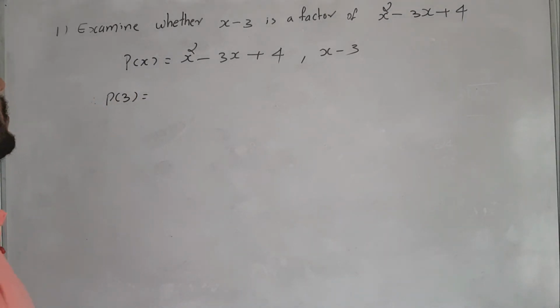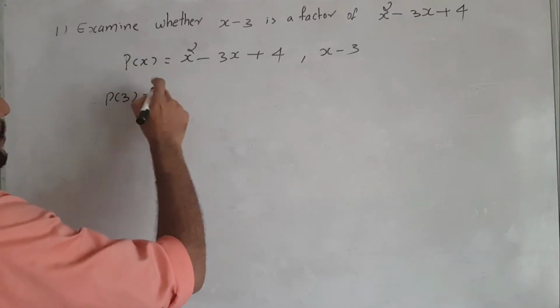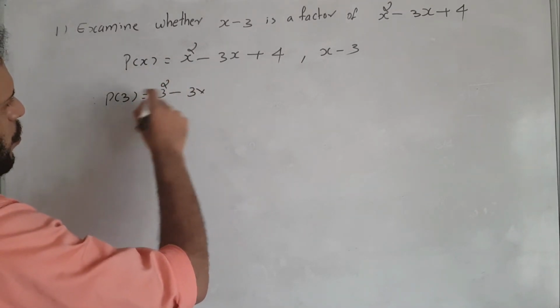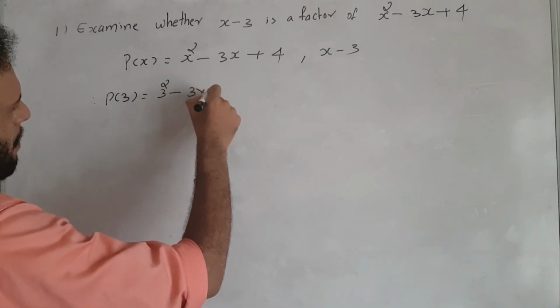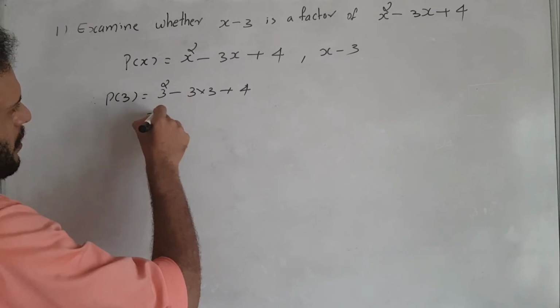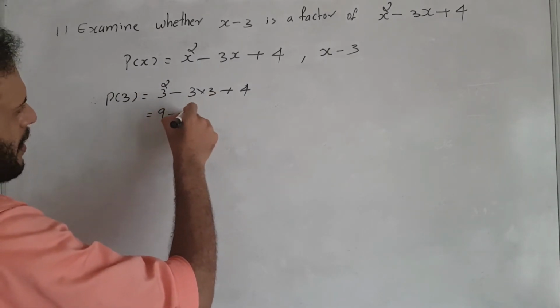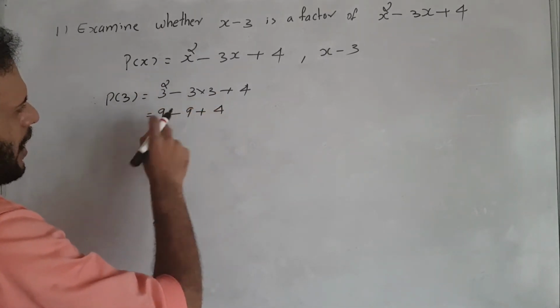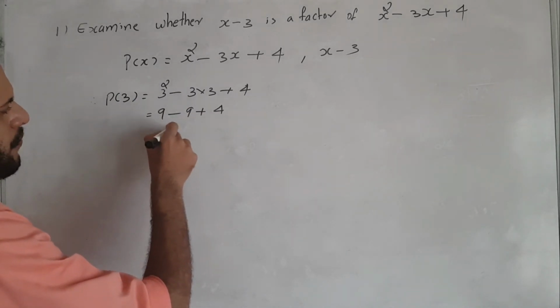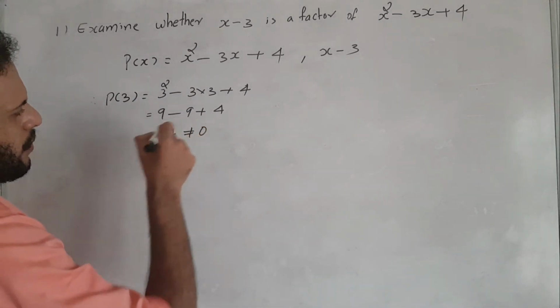Okay, p of 3 is equal to 3 square minus 3 into 3 plus 4. Then 3 square is 9, minus 9, plus 4. 9 minus 9 is 0, 0 plus 4 is 4. This 4 is not equal to 0.